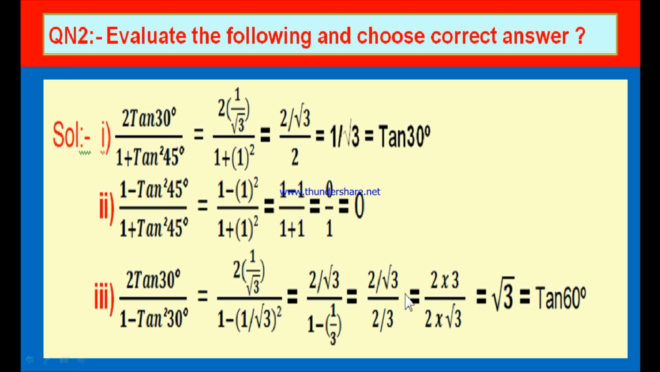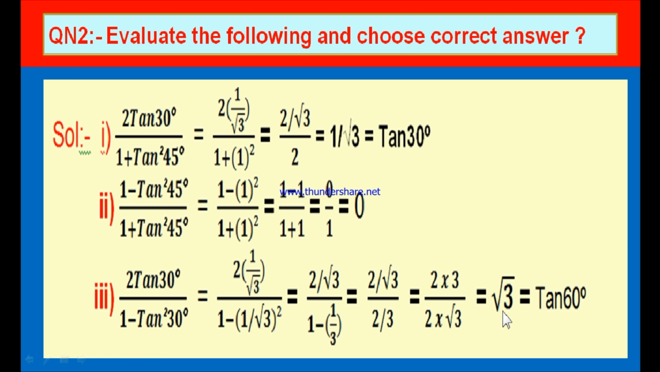The denominator of the denominator may go to numerator. And the denominator of the numerator may come down. Therefore it is 2 into 3 by 2 into root 3. You can cancel 2 and 2. This 3 is root 3 times root 3. Therefore the final answer for this is root 3.